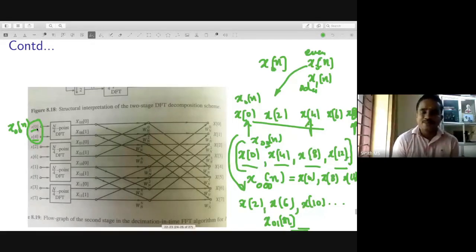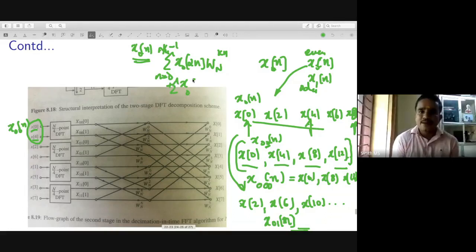In that case, again, if you split your odd terms and even terms, x0[n], you have the even terms. Then you will split it into x0[2n] W_N^{kn} summation, from 0 to N/4 minus 1, plus again summation x0[2n+1] W_N^{k}. Again, instead of n, you have 2n plus 1.